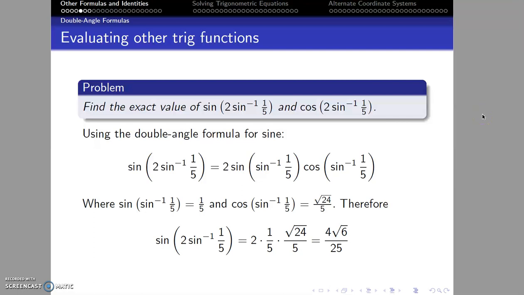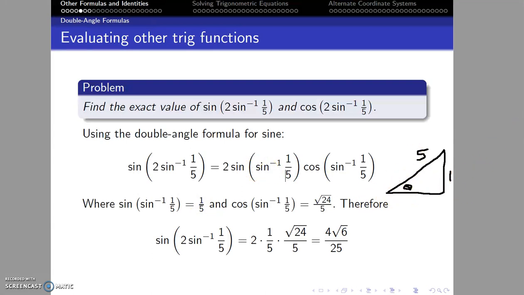And this ties into inverse trig as well. Arcsine of 1/5 is asking, what is the angle that gives me a sine of 1/5? I don't actually need that angle, I just need the sine of that angle and the cosine of that angle. So once again, we'll draw a triangle, do some triangle substitution. Whatever angle theta this is, the sine of this angle is 1/5.